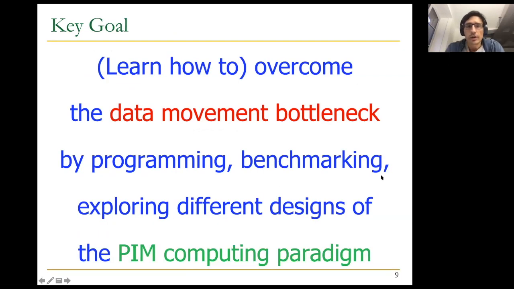Okay, the key goal of the course, if it's not clear yet, is to learn how to overcome the data movement bottleneck by programming, benchmarking, and exploring different designs of the PiM computing paradigm.